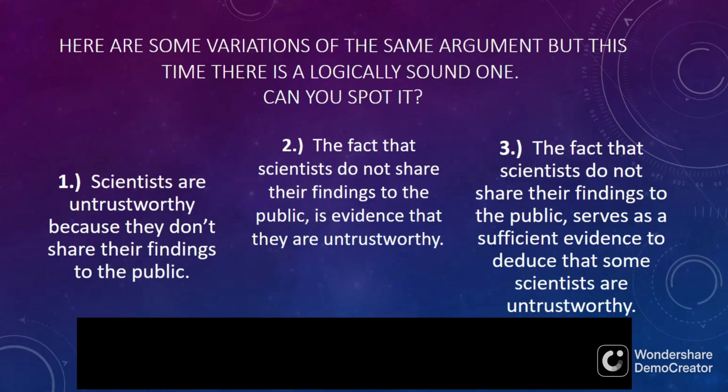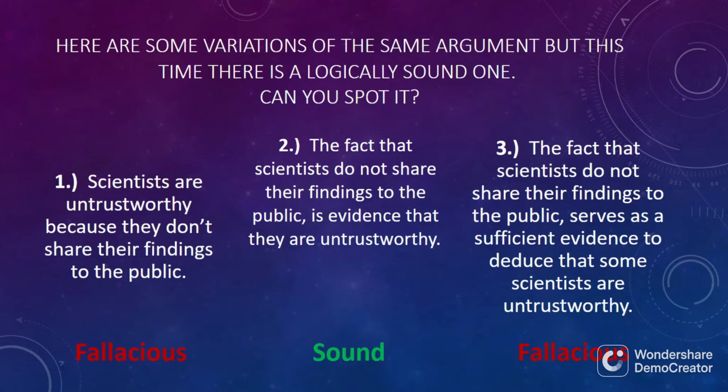Number three, the fact that scientists do not share their findings to the public serves as sufficient evidence to deduce that some scientists are untrustworthy. It is fallacious because it says serves as sufficient evidence. So enough evidence, a sufficient amount of evidence to conclude that scientists are untrustworthy. That does not logically follow. It seems like it does, but it doesn't perfectly.